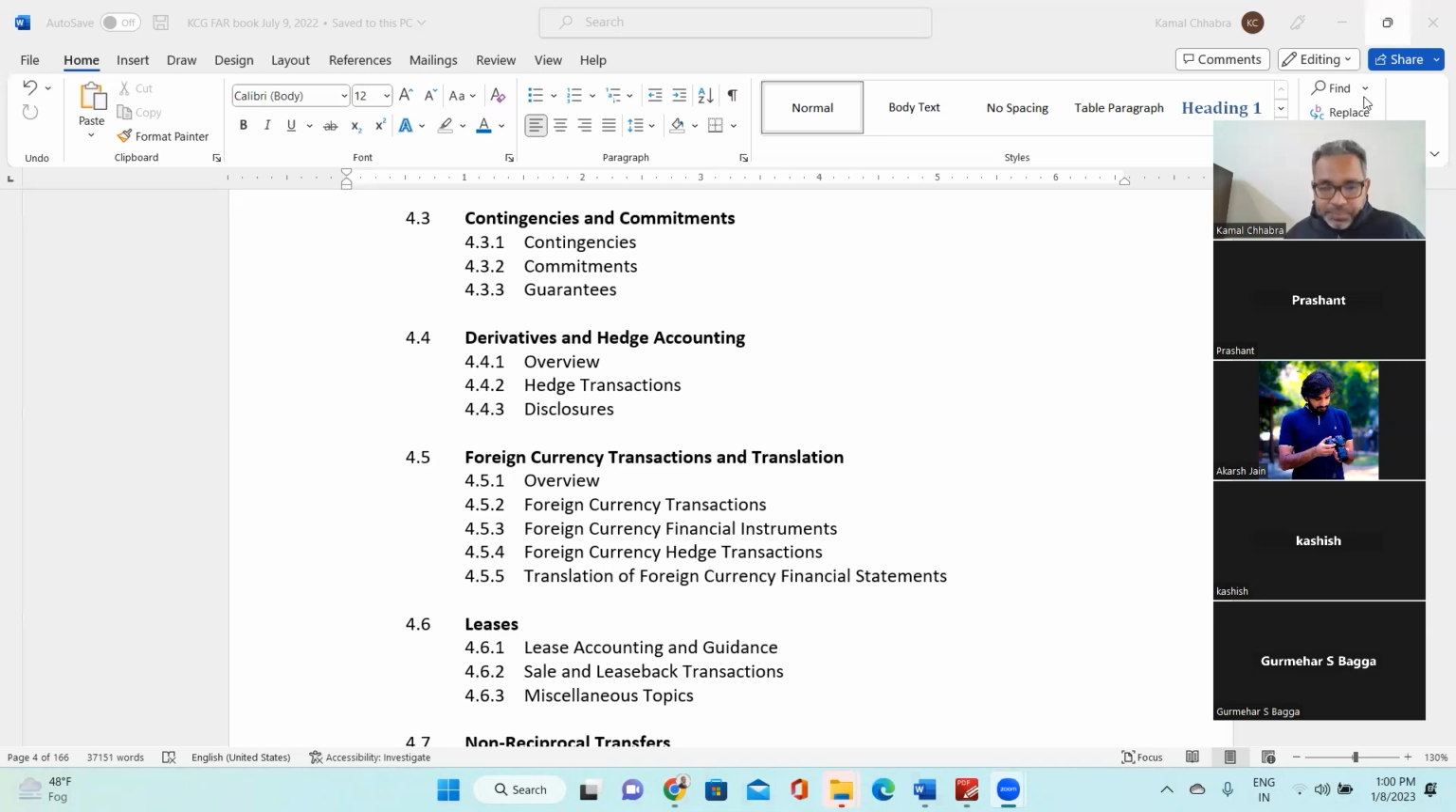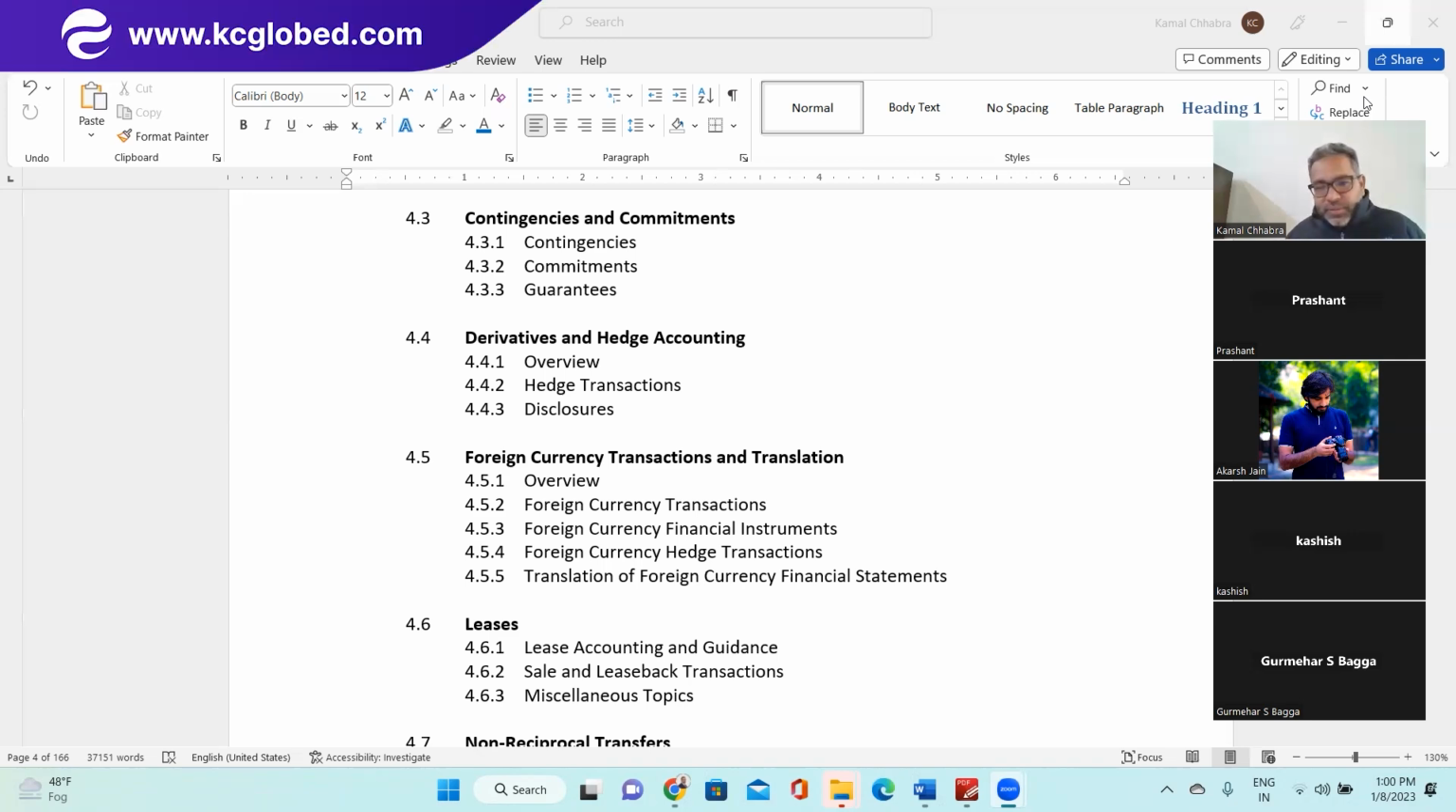Make sense? Yes. So here in 4.5, you will be understanding all kinds of transactions and what all require translation. Then foreign currency transaction, foreign currency financial instrument, which we have discussed above, and hedge transaction also, how you need to translate those transactions. And lastly, translation of foreign currency financial statement.